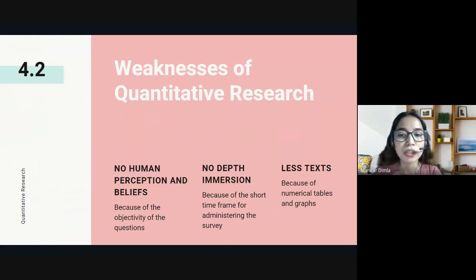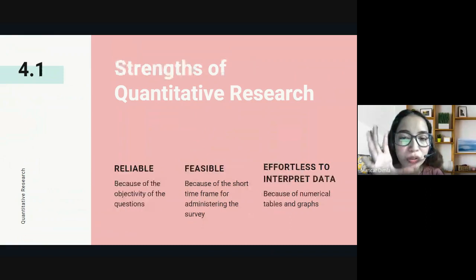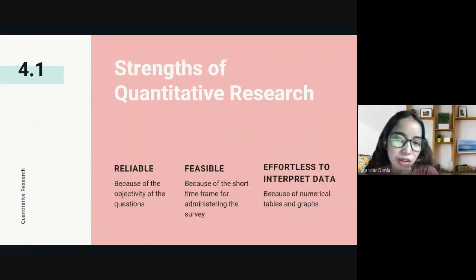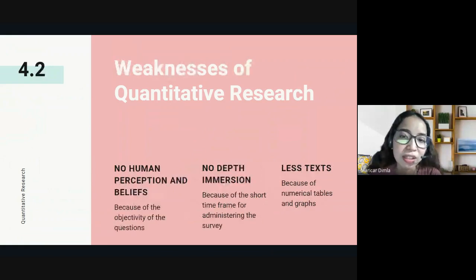Okay? And so there is no depth immersion. Walang immersion, no. Walang nangyaring experiencing what the respondents are dealing with. Okay? All right. And then lastly, less text because of the tables and graphs. So what have we also noticed? The strengths of a quantitative research are the characteristics of a quantitative research. And the weaknesses of a quantitative research are actually the characteristics of a qualitative research. Diba?